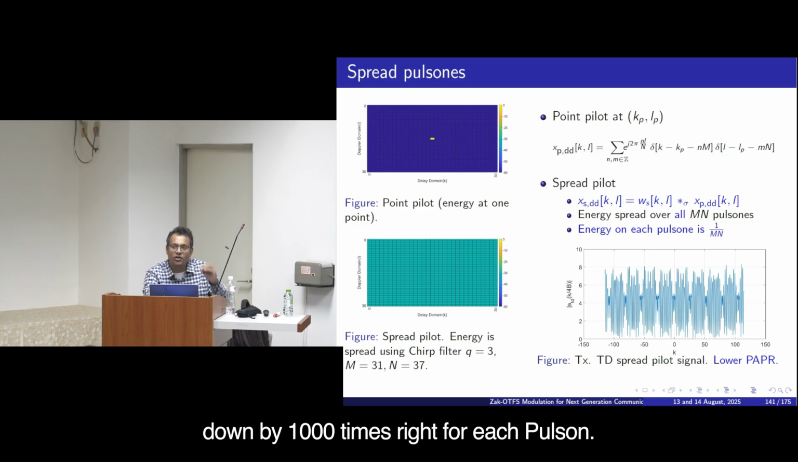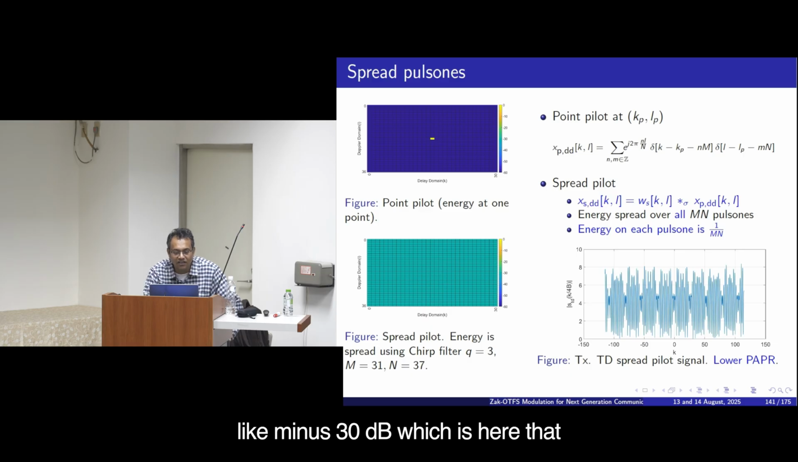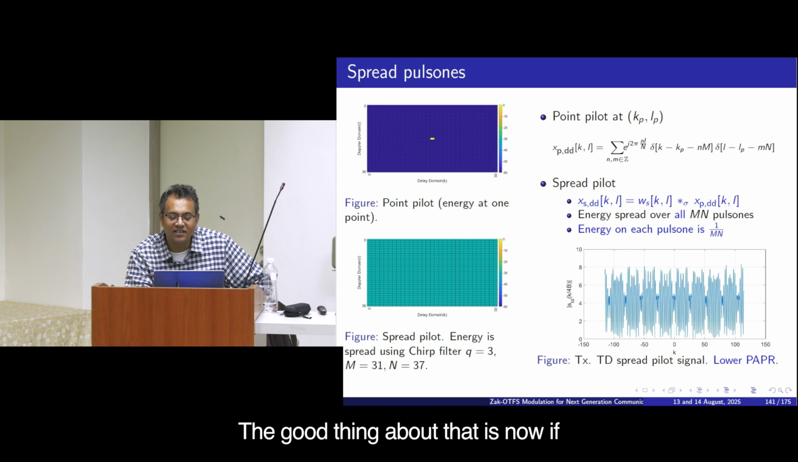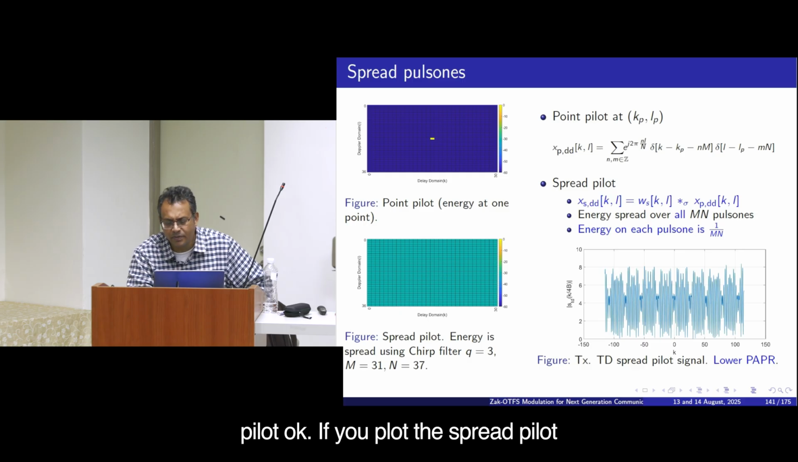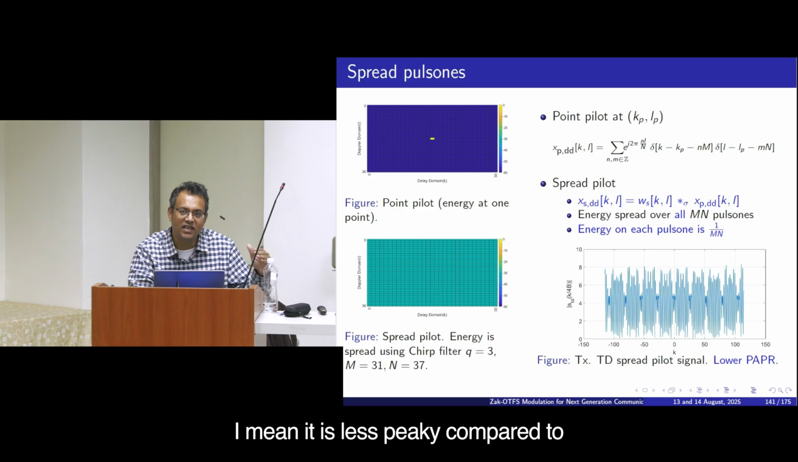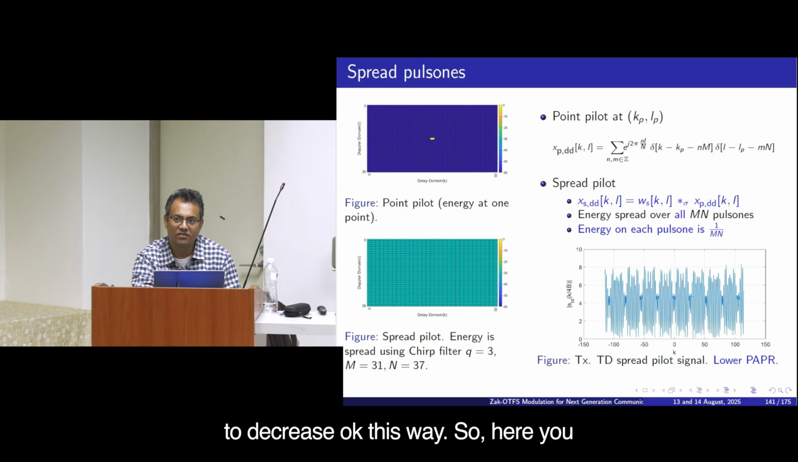So the power will come down by 1000 times for each pulson. 1000 times less is like minus 30 dB, which is here. That's why you see the green color. The good thing about that is, now if you plot the same, this pilot I am calling a spread pilot. If you plot the spread pilot, you see that it's no more peaky, it's less peaky compared to your point pilot. So the PAPR is going to decrease this way.